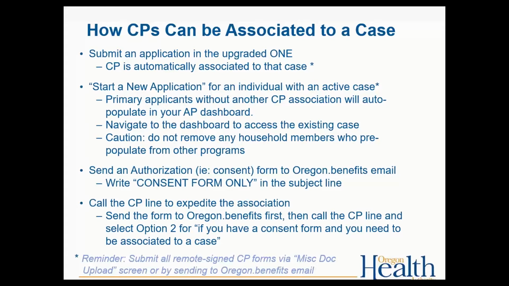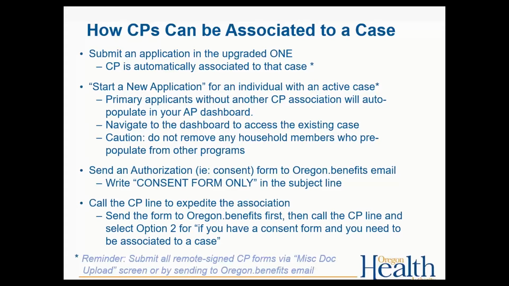The next way to do this is to call the CP line to expedite that association. So if you have somebody sitting in front of you right now and you can't wait a few hours for the processing teams, the email teams, to find that email, then after you send that email, you can call the community partner line. There is still an option, it's number 2, and it's if you have a consent form and you need to be associated to a case.